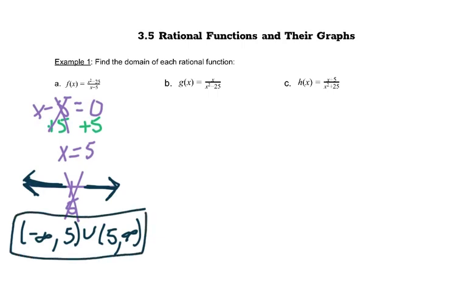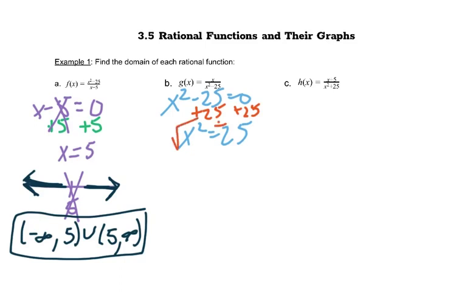Let's look at the next one. The next one we have x squared minus 25 equals 0. You can solve this in a couple ways. We could factor it, or we could just add 25 to both sides. And then we'd have to take the square root of both sides. But remember, when we do that, we have to take a positive and negative because every x squared equation should have two answers. So that gives us x is equal to positive 5 and x is equal to negative 5.